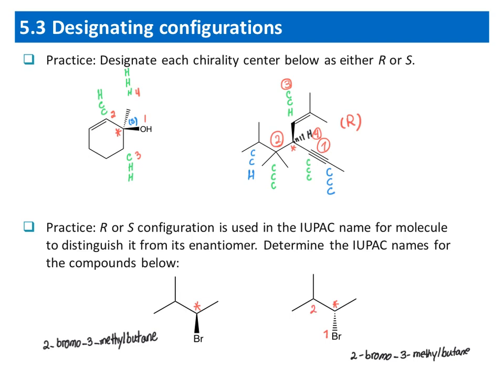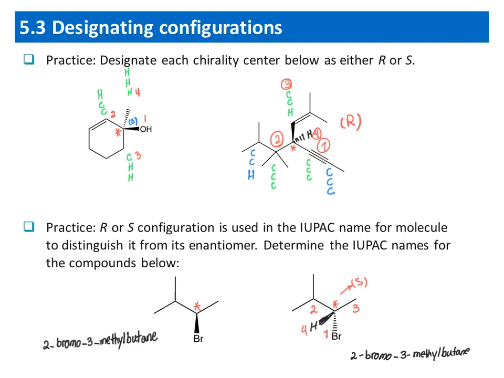Therefore this is 2 and 3, and I know that my lowest priority is hydrogen right here. Now we need to count 1, 2, 3, so 1, 2, 3. I'm moving clockwise. Now my lowest priority is pointing towards me, therefore I need to reverse it or flip that. So this is S isomer.